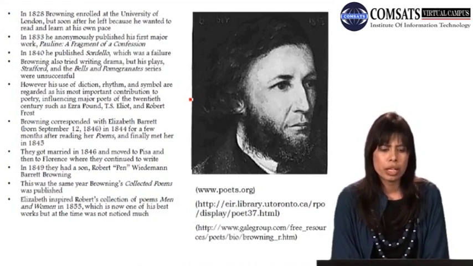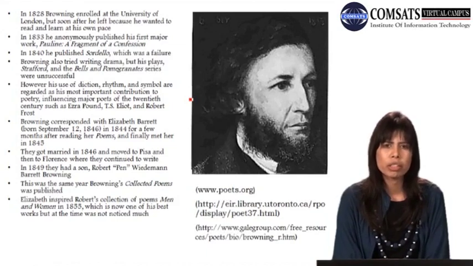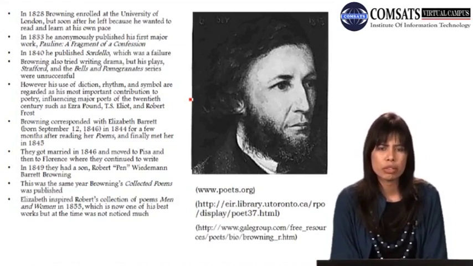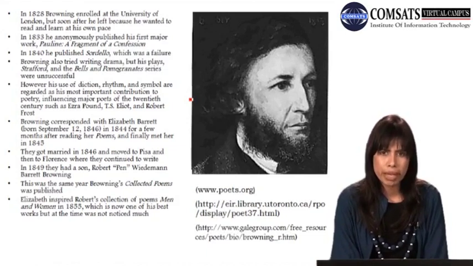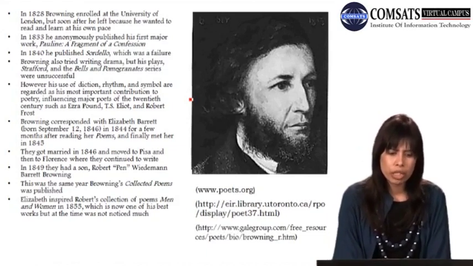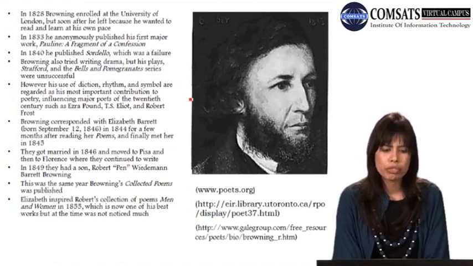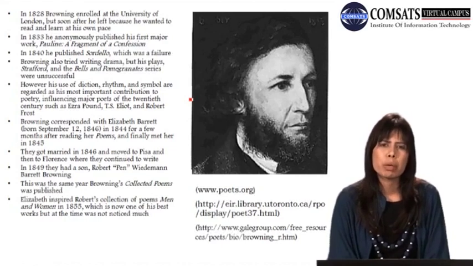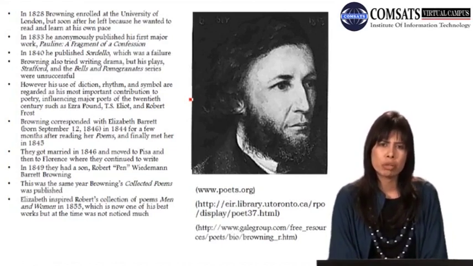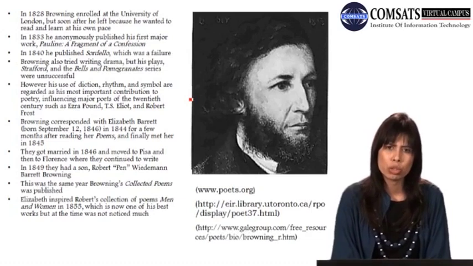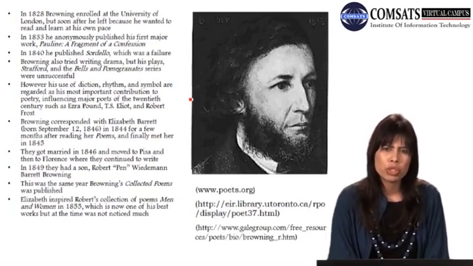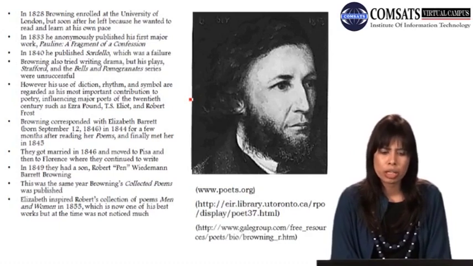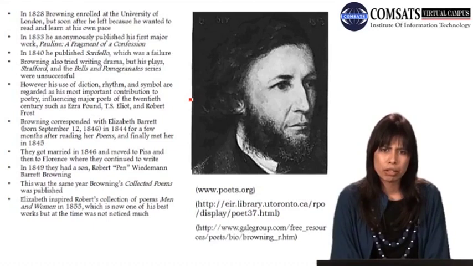In 1833 he anonymously published his first major work, Pauline, a Fragment of a Confession. In 1840, he published Sordello, which was a failure. So my dear students, his first publication he published anonymously, without mentioning any name. That was a popular work by Robert Browning. The other one, Sordello, is not at all a famous work. It was a kind of failure.